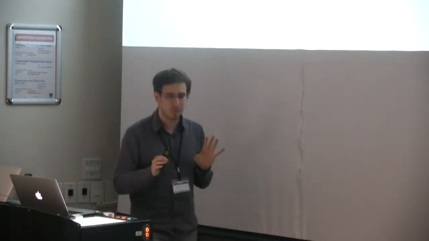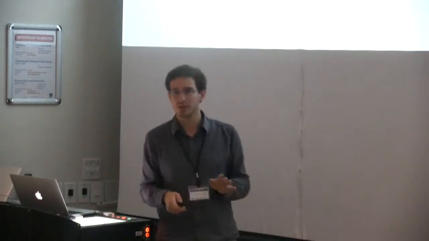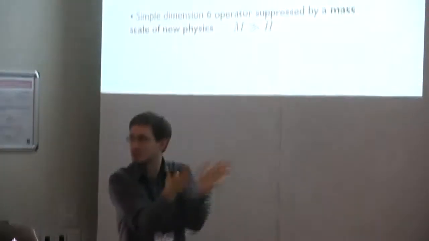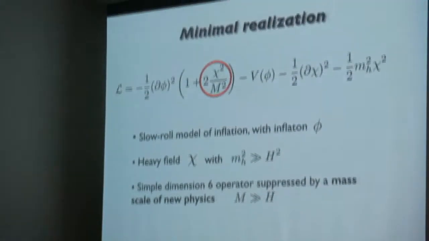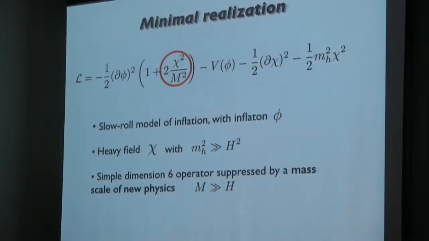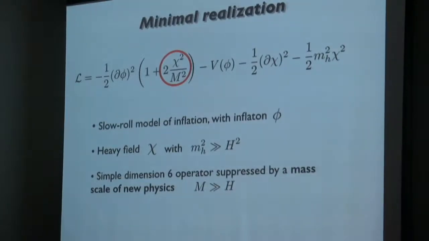Okay, I hope you understood the main idea. I just want to show you a concrete Lagrangian example to show how it works. That's just the minimal realization really of the idea. Consider a scalar field phi, which is supposed to be your inflaton, with a potential that you like, Starobinsky or whatever, V of phi.